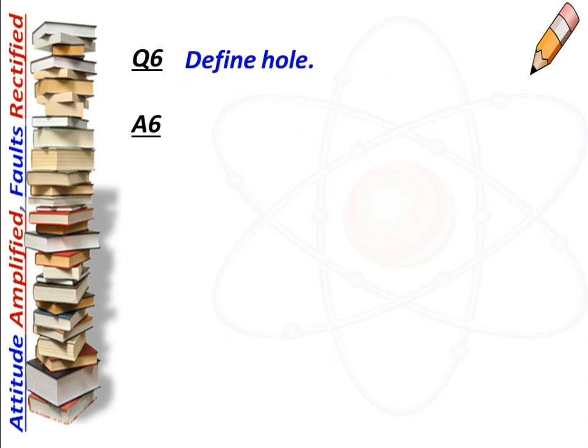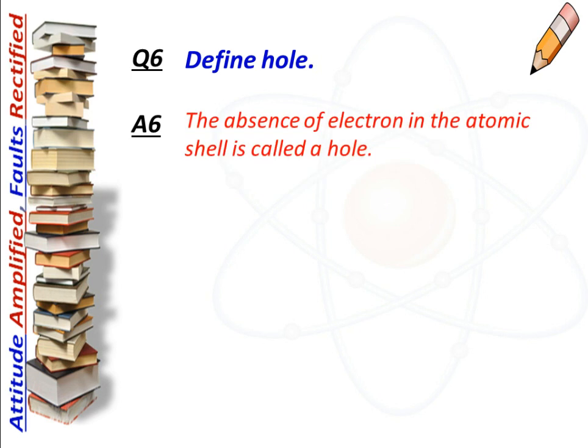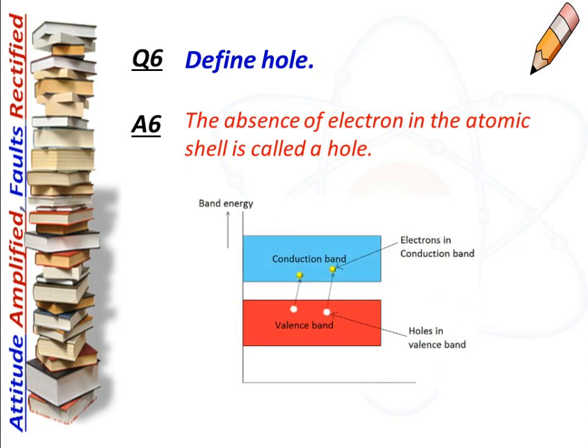Next question is define hole. The absence of electron in the atomic shell is called as hole. You can see in the diagram when the electron moves from valence band to conduction band, it creates a vacancy and this vacancy is called as hole.